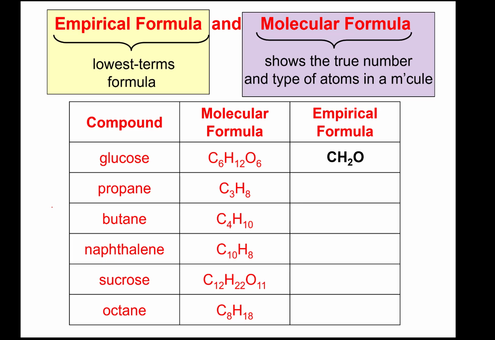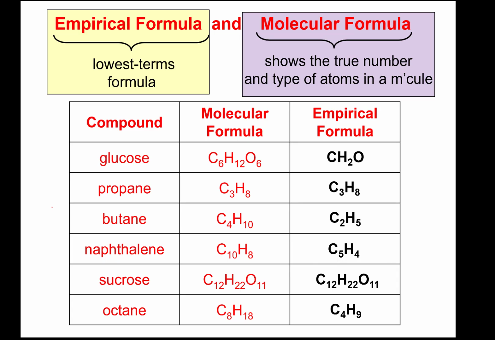Propane, C3H8. Well, you can't reduce that, so the molecular formula is the same as the empirical formula. Butane, C4H10, that can be reduced, so it becomes C2H5 for the empirical formula. It does not mean that butane has the formula C2H5, just the empirical formula for butane is C2H5. C10H8 can be reduced, so the empirical formula is C5H4. Sucrose cannot be reduced, so the empirical formula and the molecular formula are the same. Octane can be reduced to C4H9.